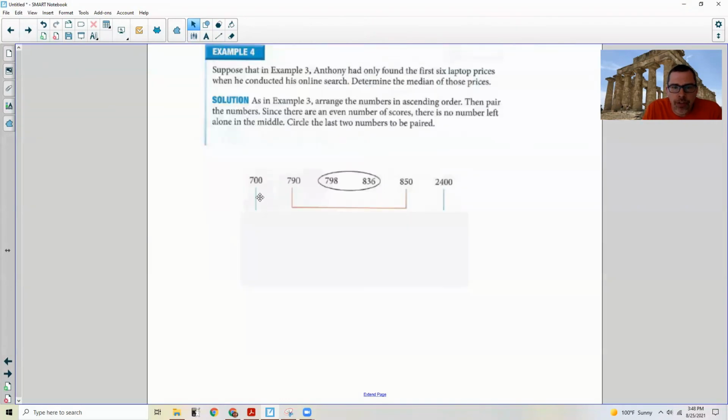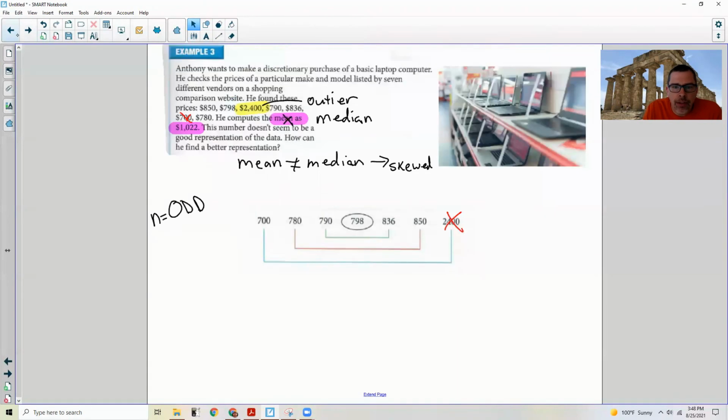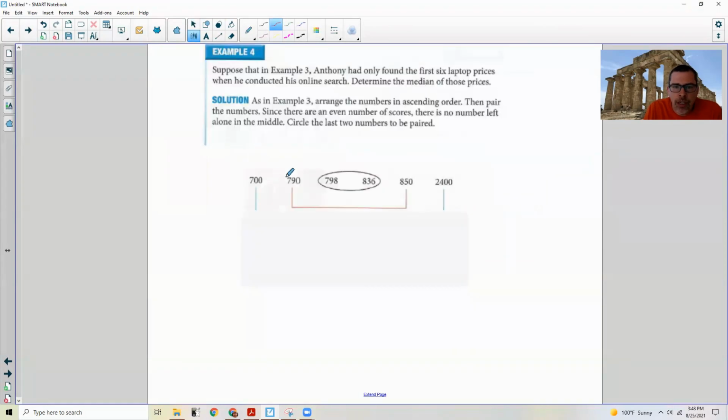Which one did they get rid of for this example? 790, 798, 836, 780. They got rid of 780. So they actually eliminated 780, not 2,400. All we did was take this set of numbers and get rid of 780. So it's 700, 790, 798, 836, 850, 2,400, and here they are.